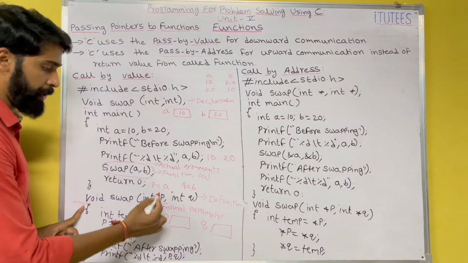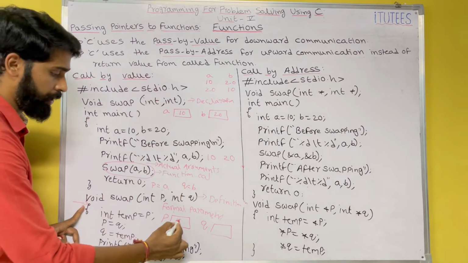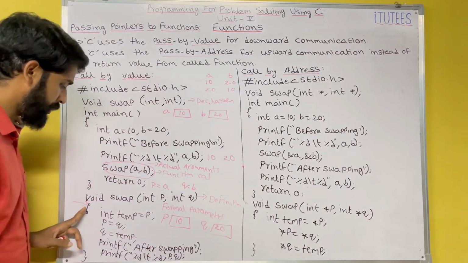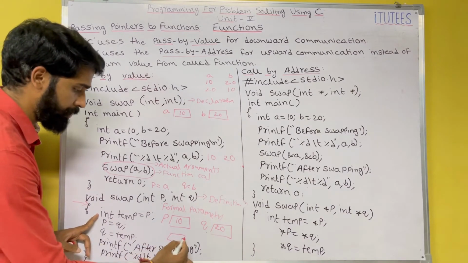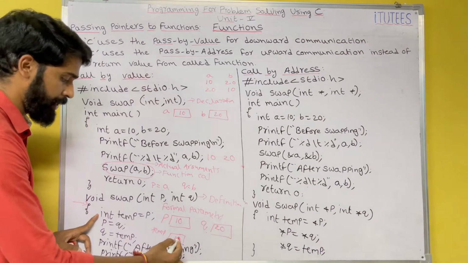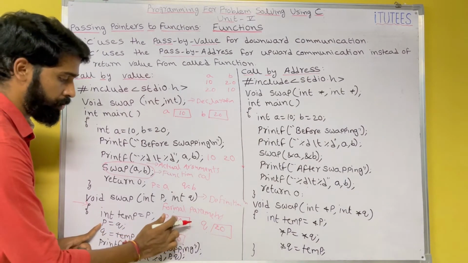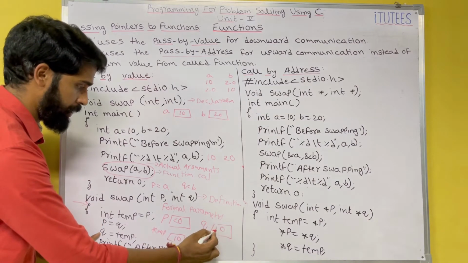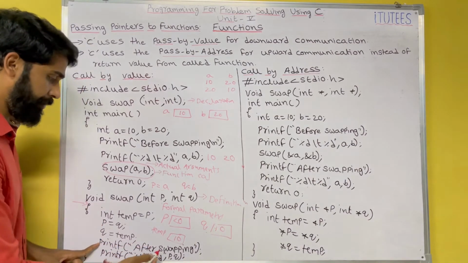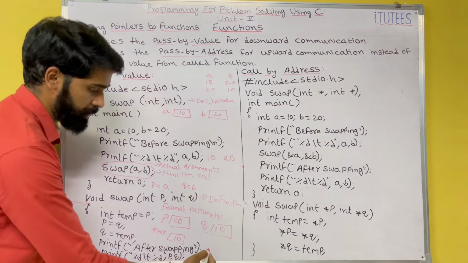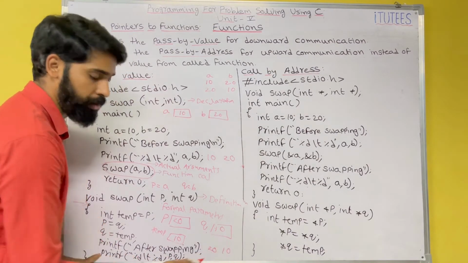Okay, what is the p value? P equals a, so 10. Q equals b, so it is 20. After that, you take one temp variable. Temp equals p, 10. P equals q, that means 20. Q equals temp, that is 10. And printf after swapping, printf p q, that means it prints 20, 10 as output.